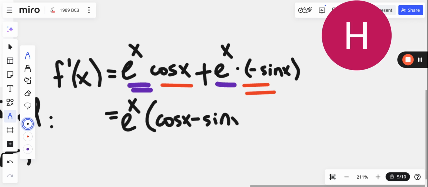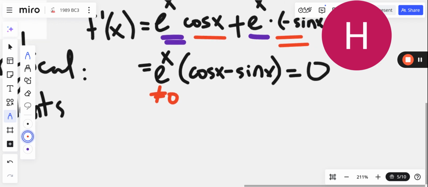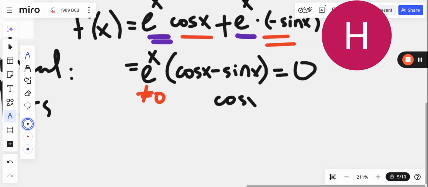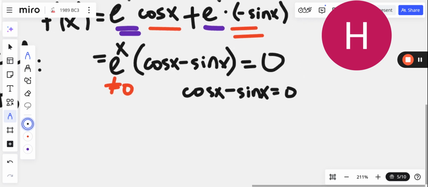So as promised, we can factor out e to the x, and we're left with cosine of x minus sine of x. Now we want to find critical points, so we need this to be 0, but you'll notice that e to the x is never 0. We're only looking at this when cosine of x minus sine of x equals 0. So a couple ways to go about this. It's just solving a basic trig equation.